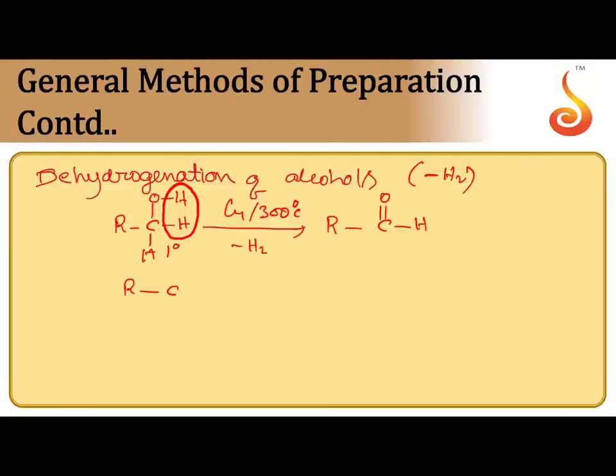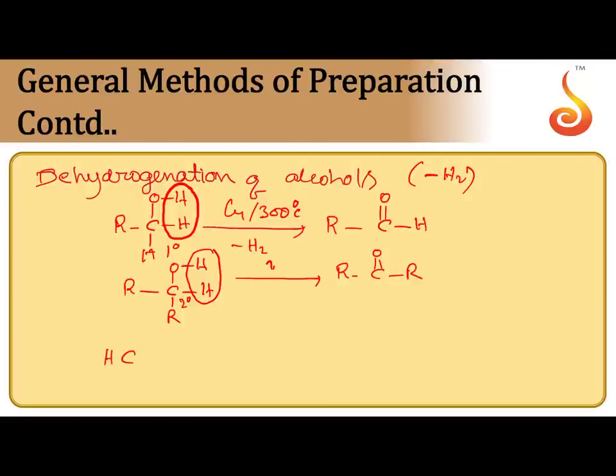If it is secondary alcohol, on heating with copper, H2 is removed and ketone is obtained.